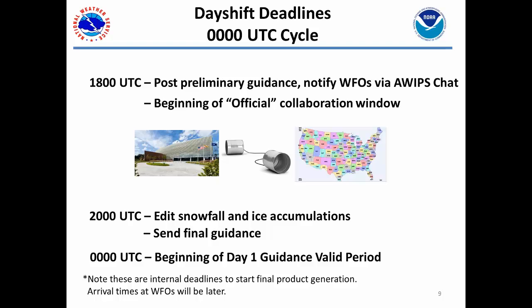Around 20Z, our forecaster will make any final edits to the snowfall and ice accumulation grids based on any feedback they receive from WFOs and any results of collaboration. They'll then send the final guidance and launch the final product generation scripts. The following 0Z time marks the beginning of our day one guidance valid period. An important point to note on this slide is that these times are just our internal deadlines for preparing our products. The actual arrival times at WFOs will be a bit later, and I'll touch on that in a couple slides.